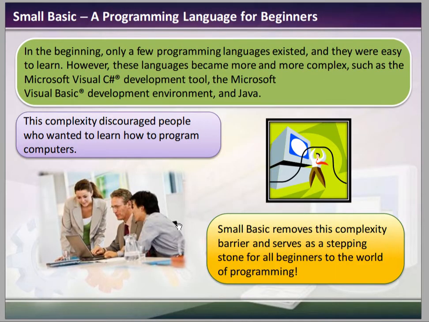When computer programming first started out, there really weren't very many languages available, and most of the ones that were available were difficult to learn. As programming got more popular and more businesses were able to make money selling software, different languages came out and friendlier environments came out to write code in. So we ended up with things like Microsoft Visual C# and Microsoft Visual Basic, and Java is another example. But they were still complex enough that people who wanted to learn how to program computers were intimidated by these languages, and it just sort of turned them away from wanting to learn programming. So Small Basic is designed to remove that intimidation and just serve as something simple to get you started programming.